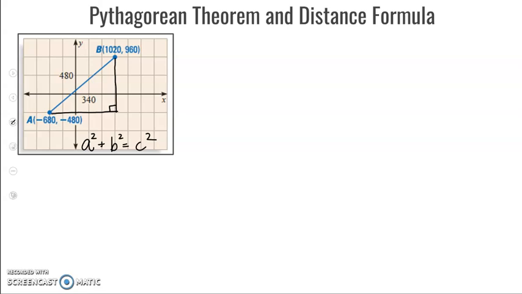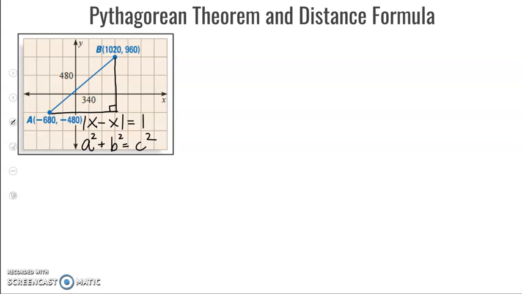So, we can easily identify the horizontal and vertical lengths. So let's do that first. If I want to find this horizontal length, I'm going to have to take one of my x-coordinates minus my other x-coordinate, and remember, we're going to use the absolute value because distance is always positive.